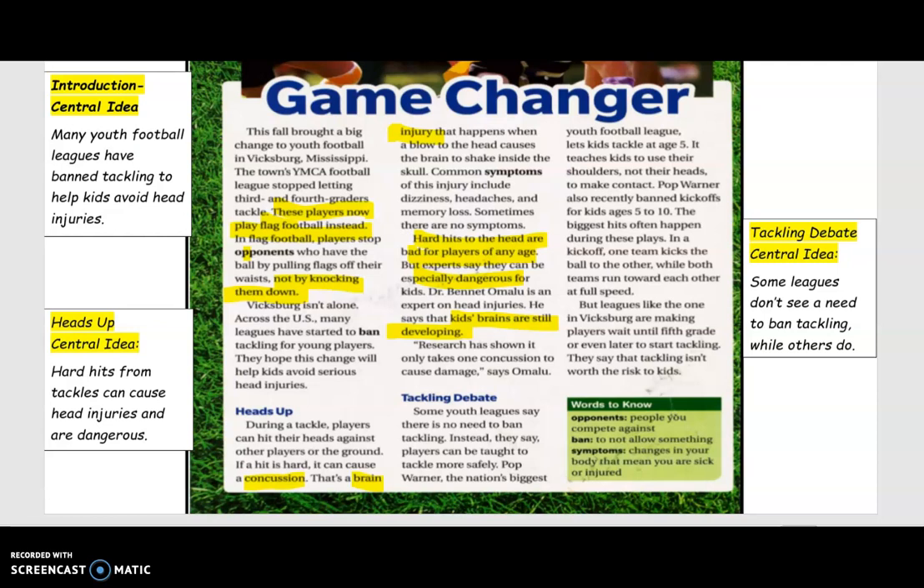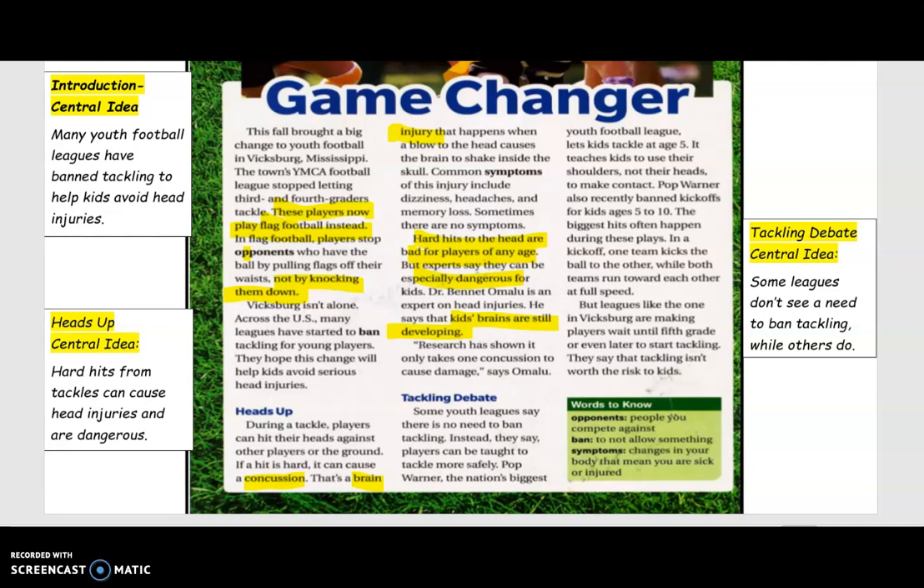All right, and then the last section, let's read that one. Tackling debate. Some youth leagues say there is no need to ban tackling. Instead, they say players can be taught to tackle more safely. Pop Warner, the nation's biggest youth football league, lets kids tackle at age 5. It teaches kids to use their shoulders, not their heads, to make contact. Pop Warner also recently banned kickoffs for kids ages 5 to 10. The biggest hits often happen during these plays.